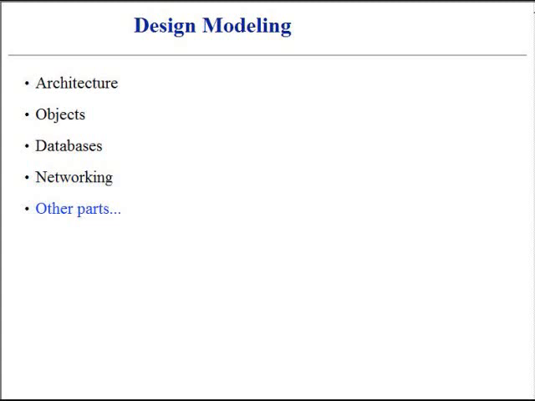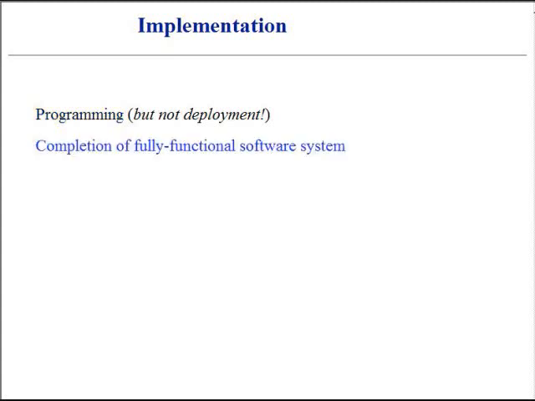Design model covers all aspects of design, including the overall architecture, objects, databases, networking, and other parts of the software system. Implementation means programming and building the system, but does not include the deployment. Our semester-long project includes the implementation model. Completion of a fully functional software system concludes previous stages of application design.